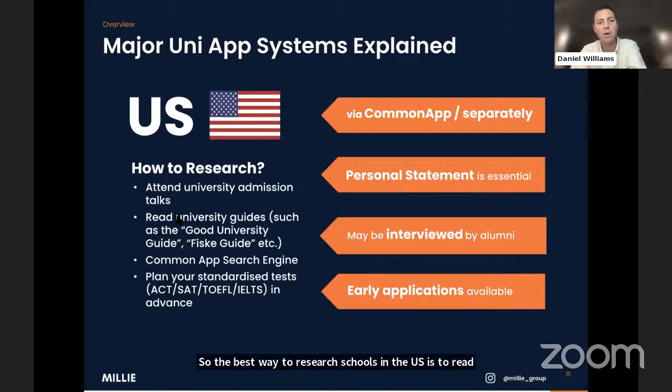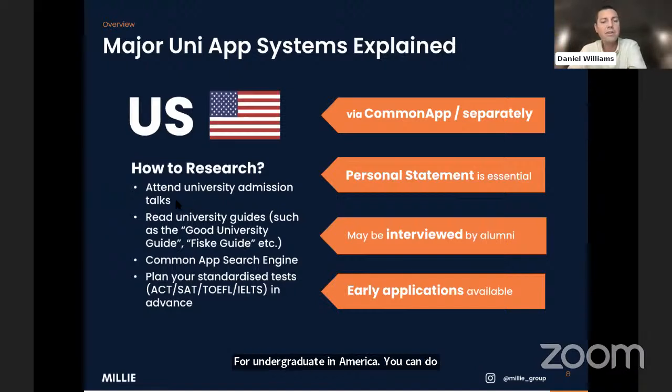So for example, there's one called the Good University Guide. There's one called the FISC Guide, right? You can also look up the US News rankings of schools for your particular degree. If you want to study psychology, what are the top 20 psychology programs for undergraduate in America? You can do it that way.